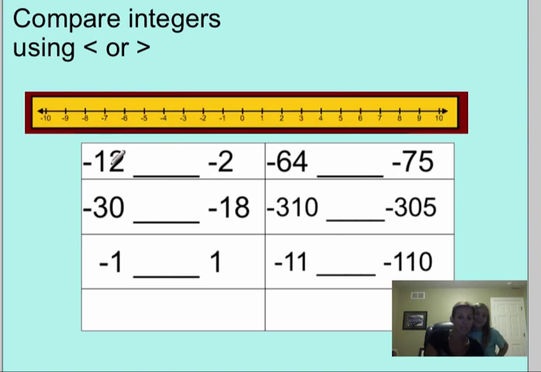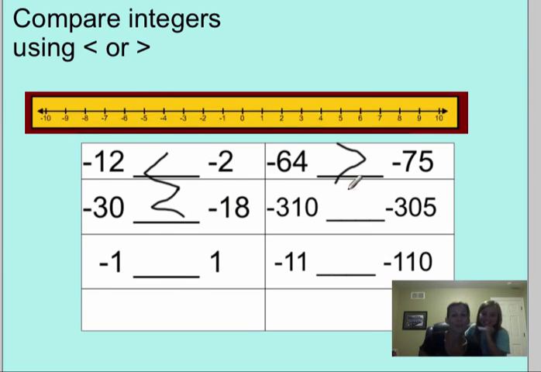All right. Let's tell them the answers. -12 and -2. Which one is bigger? -12 is smaller than -2, so the inequality sign should be pointing to the right. -64 is bigger on the number line. It is closer to 0 than -75. In this problem, we have -30 and -18. Actually, -30 is smaller than -18. -18 is more to the right or closer to 0.